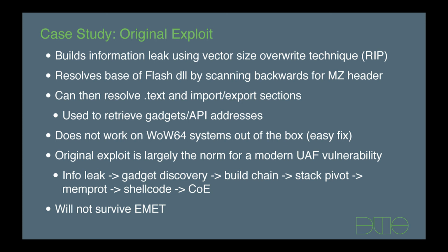So usually your ROP chain does something like change memory protections. So it'll do a VirtualProtect, change the memory permissions of your second stage payload, you fall into that, you do whatever nefarious thing it is you want to do, and then you resume the process. And as I said, the original exploit won't survive EMET.